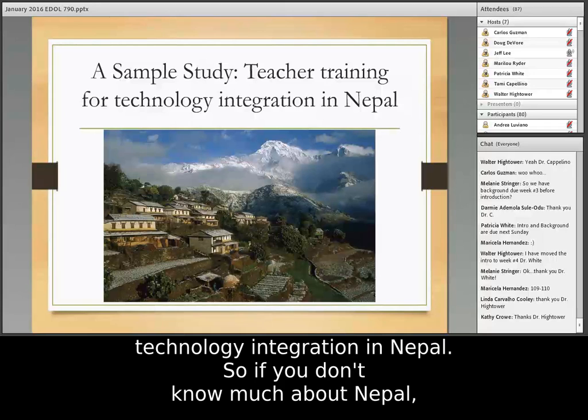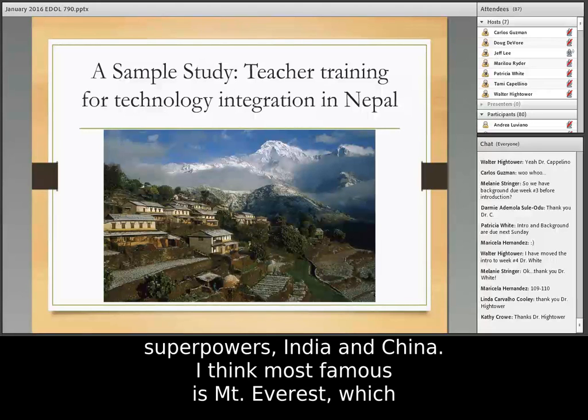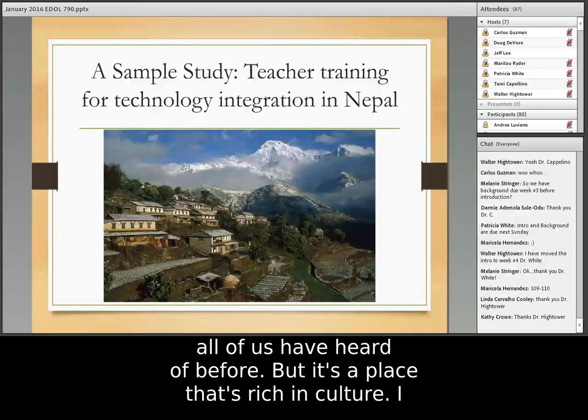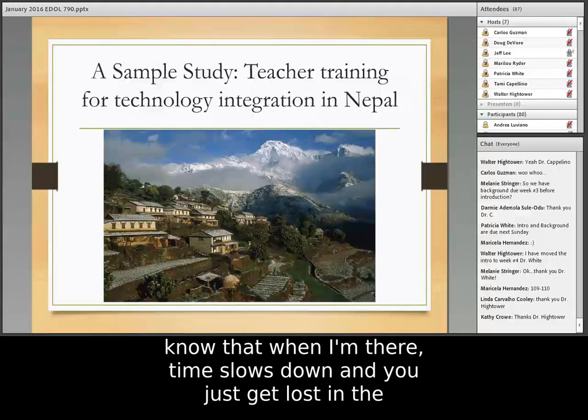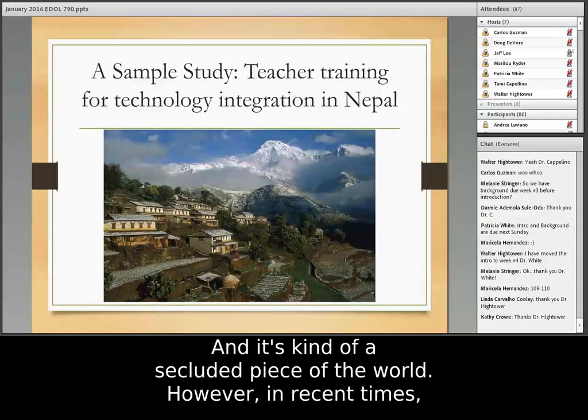So if you don't know much about Nepal, it's a very mystical country. It's sandwiched between two of Asia's superpowers, India and China. I think most famous is Mount Everest, which all of us have heard of before. But it's a place that's rich in culture. I know that when I'm there, time slows down and you just get lost in the rich culture of that region. Most communities are farming communities, and it's kind of a secluded piece of the world.